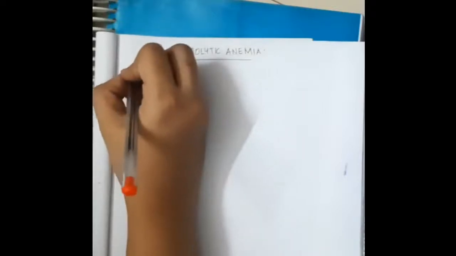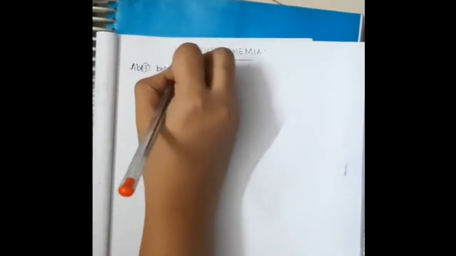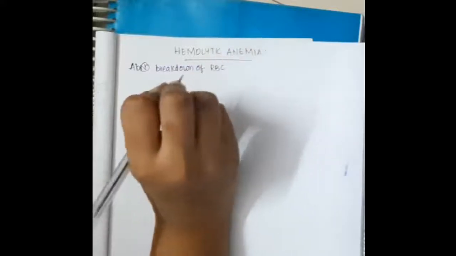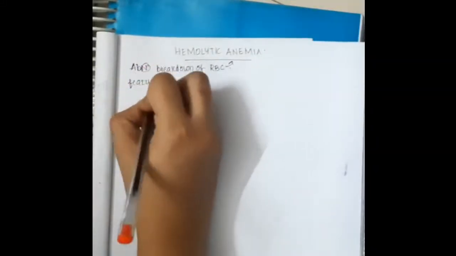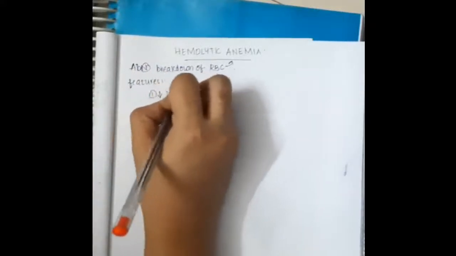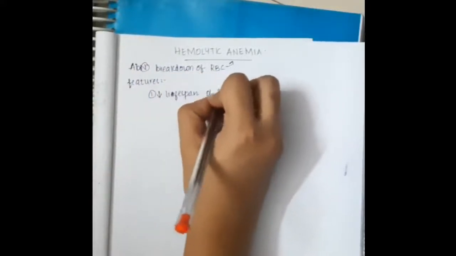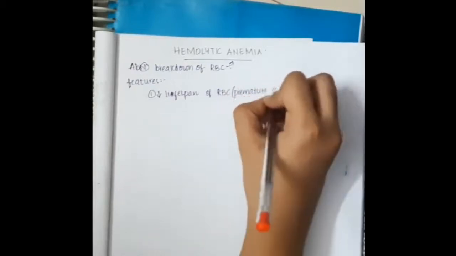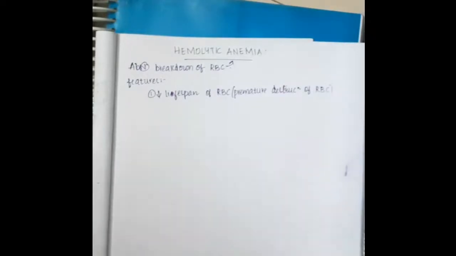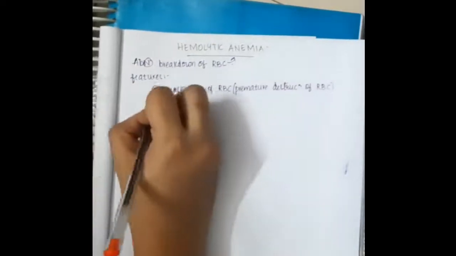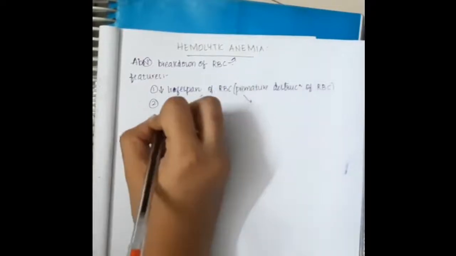Hemolytic anemia occurs whenever there is abnormal breakdown of RBC. If you see the features of hemolytic anemia, one, decreased lifespan of RBC, which is due to premature destruction of RBC. Whenever there is premature destruction of RBC, there is decreased lifespan of RBC.